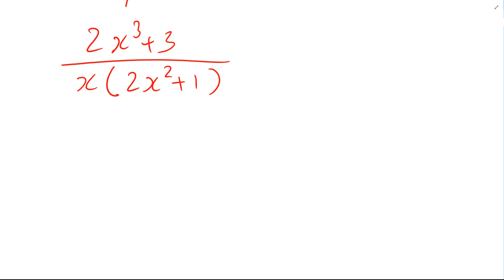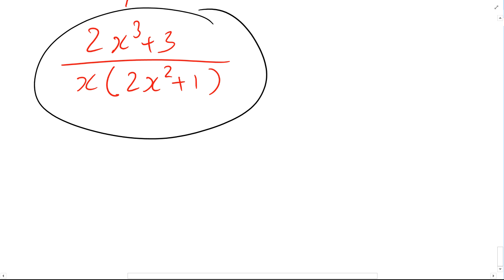Okay, now listen. What is the approach for this one? Partial fraction. How to straight away do partial fractions? Divide first. Why need to divide first? Because it is an improper fraction. How do you know it is an improper fraction? Because the power on top is the same as the power below.